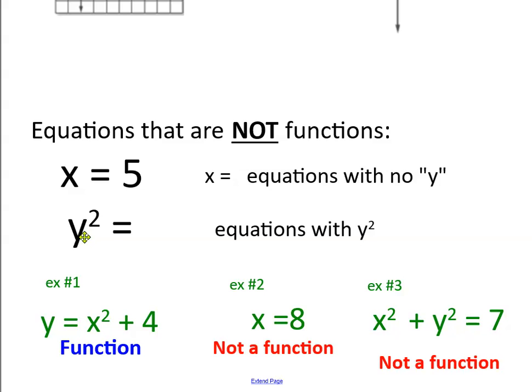Now your function can have exponents in it anywhere, but not on the letter y. So take a look at my examples down here. X has a power of 2, and that's fine. But in example number 3, y has a power of 2, and that's not okay. So those are the two basic rules. Every equation is a function unless it's missing the letter y, or the y has a power of 2.